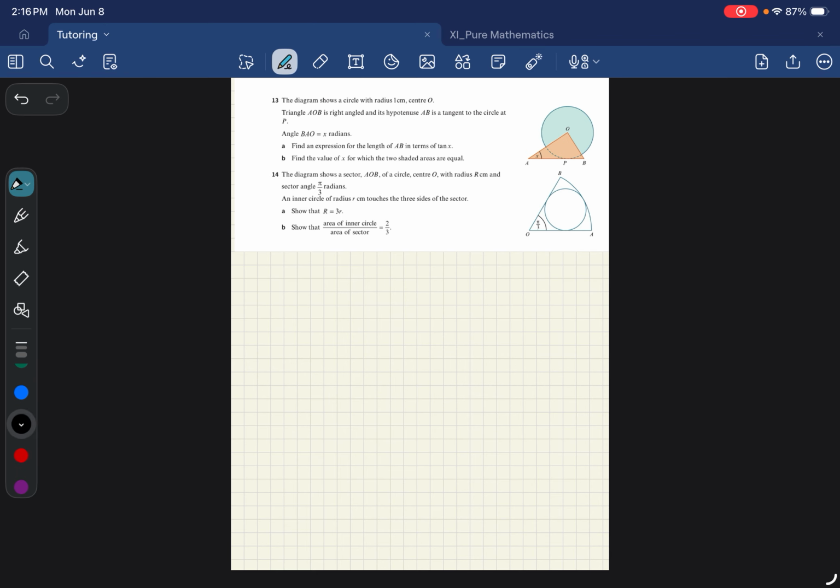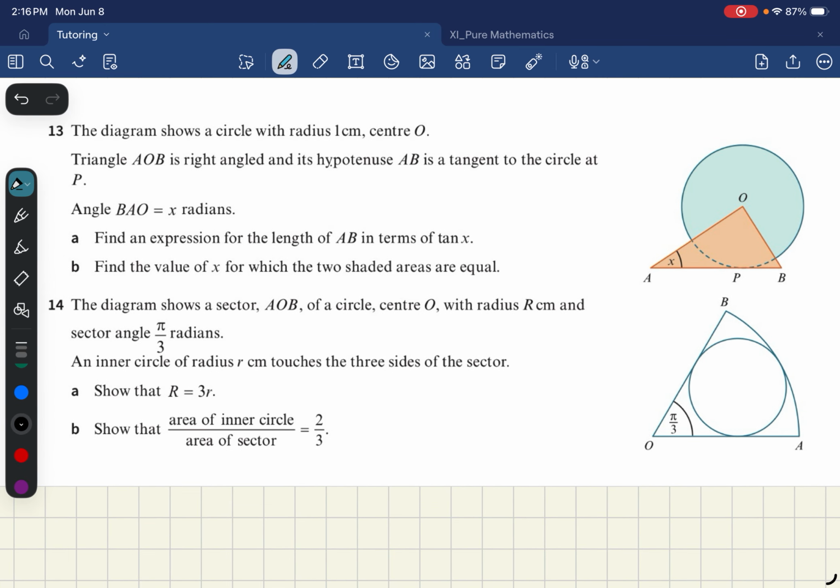Question 13. So it says that this diagram shows a circle with radius 1, center O. So this black part is 1, this part is 1, but maybe that's not helpful. Triangle AOB is a right angle triangle. So this is the right angle triangle, and its hypotenuse AB. So this is the hypotenuse. So that means opposite to it we have the right angle, is a tangent to the circle at P. So that means that I can technically drop a radius from O to somewhere here, and that is going to be equal to the radius of the circle, which is 1. All right, that is very important to know.